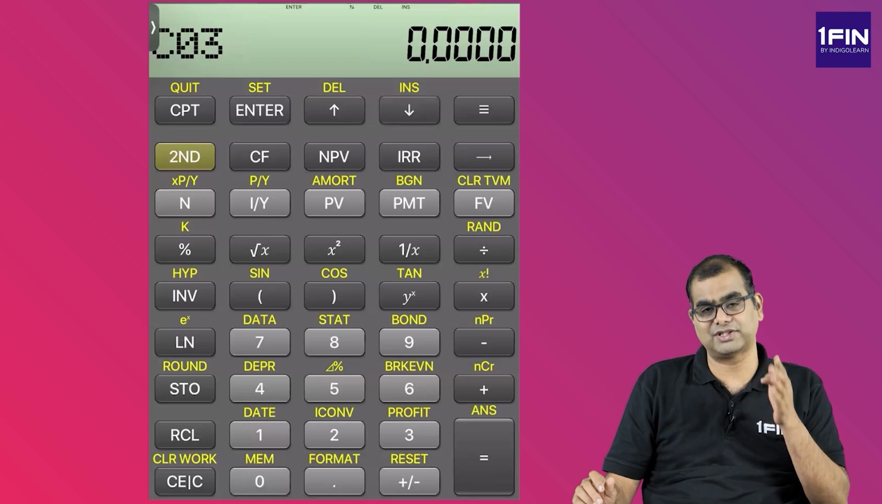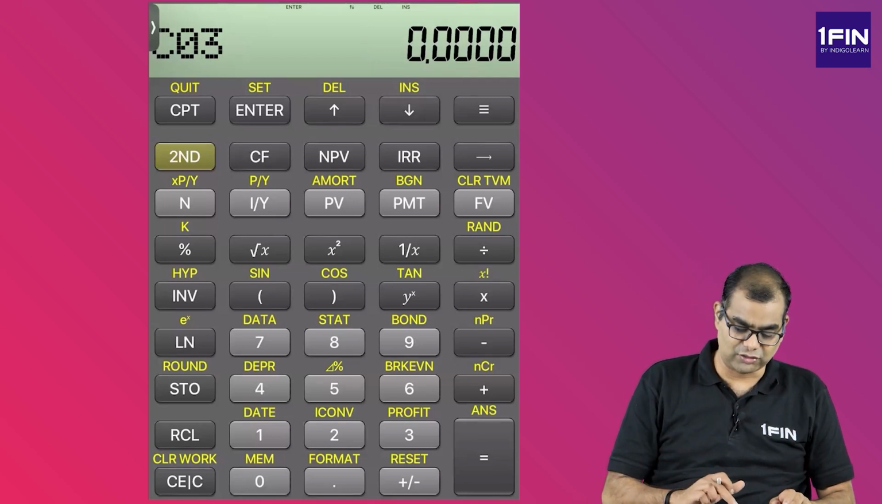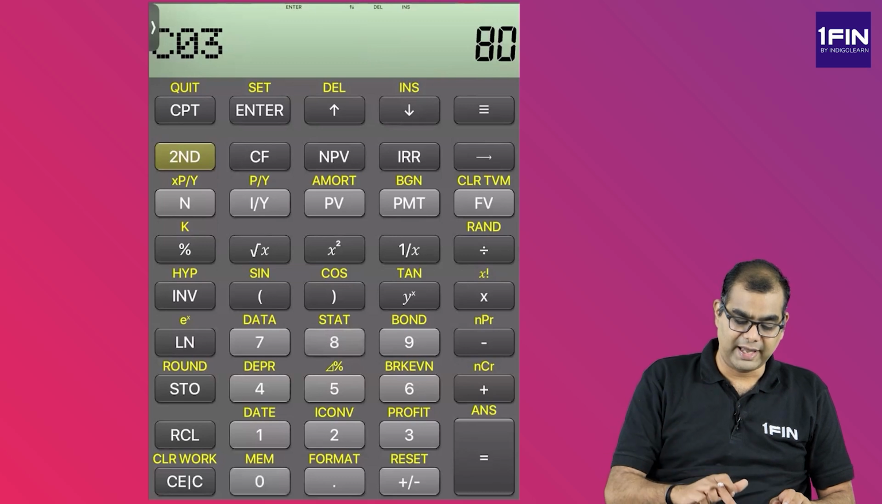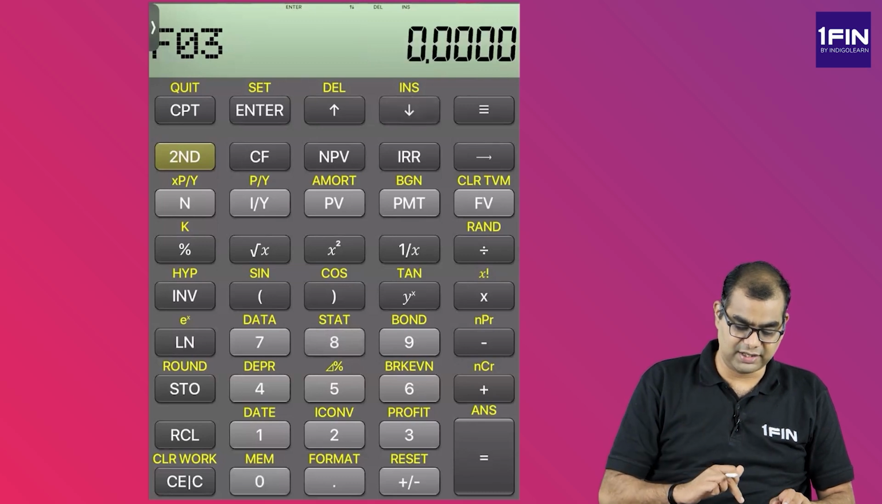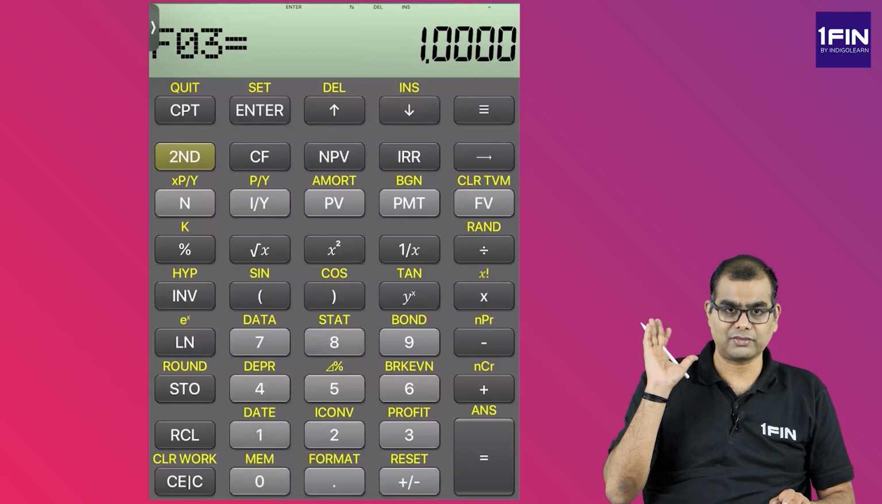Second cash flow had 1 frequency. So 4th period got over there. So this is the 5th period cash flow. 5th period, let us say you get a cash flow of 80. And frequency is, let us say 1, enter. It happens only 1.